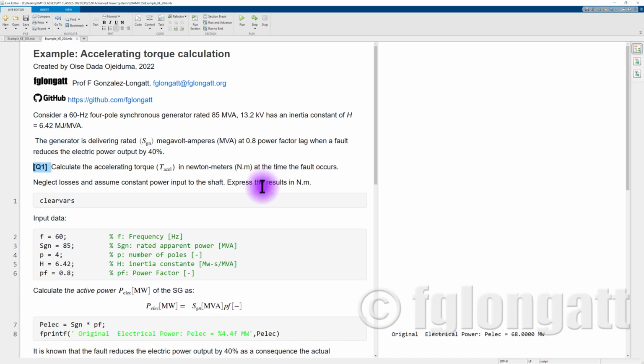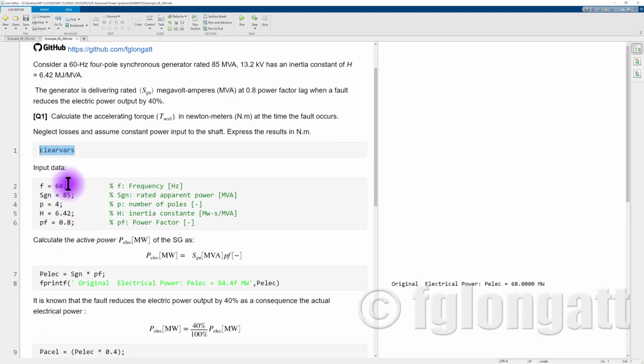Well, we are using this amazing MATLAB Live Script. First step, we clear all the variables. Then we define some parameters here, the input data: frequency 60 Hz, rated apparent power 85 MVA, 4 poles, rotational inertia 6.42 megawatt second per MVA or megajoules per MVA, and the operating power factor here is 0.8, and it is a lagging power factor.